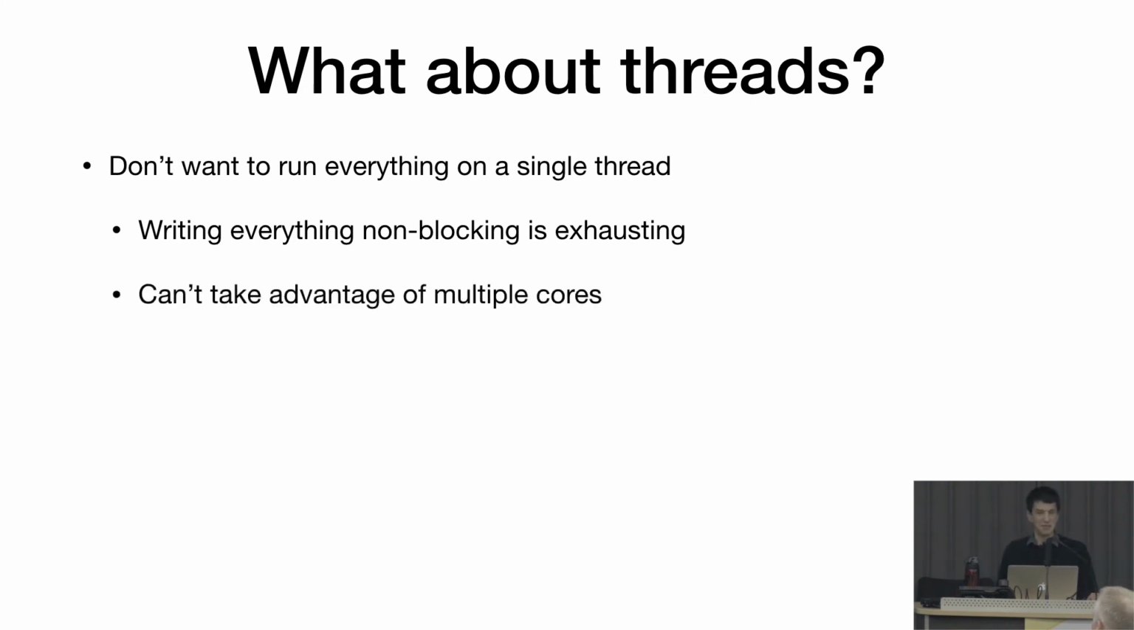We can't make computers any faster now. We can't make cores any faster now, so we just put more and more of them. So you want to be able to take advantage of that. And sometimes it's illegal. Sometimes it's against the law. Certain code requires you to execute on certain threads.